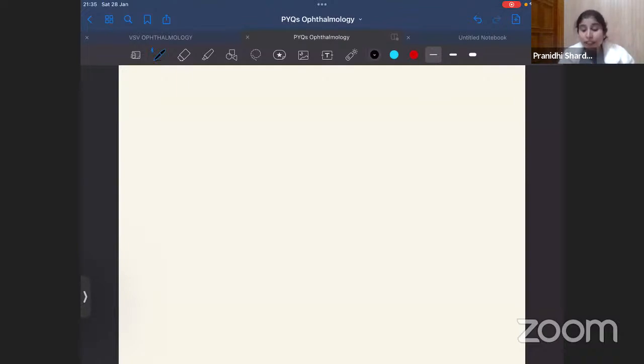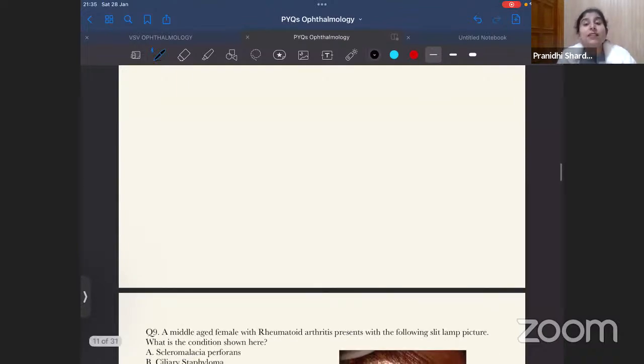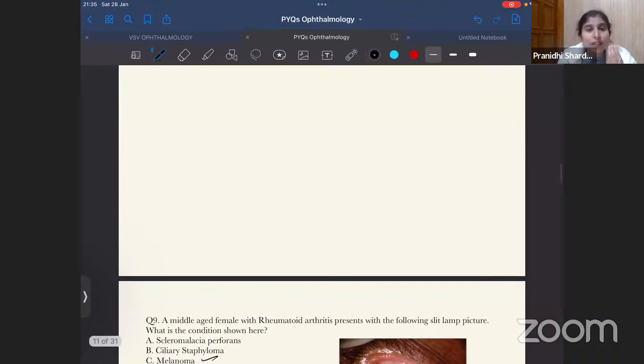But in diabetes, what is happening is that diabetes is a vascular disease. So it will affect the vascular supply of the nerve, which is present in the center of the nerve. So it will affect the motor fibers first, and motor fibers are supplying the extraocular muscles. The peripheral fibers will be spared, so the pupil will be spared, but the extraocular muscles will be gone.